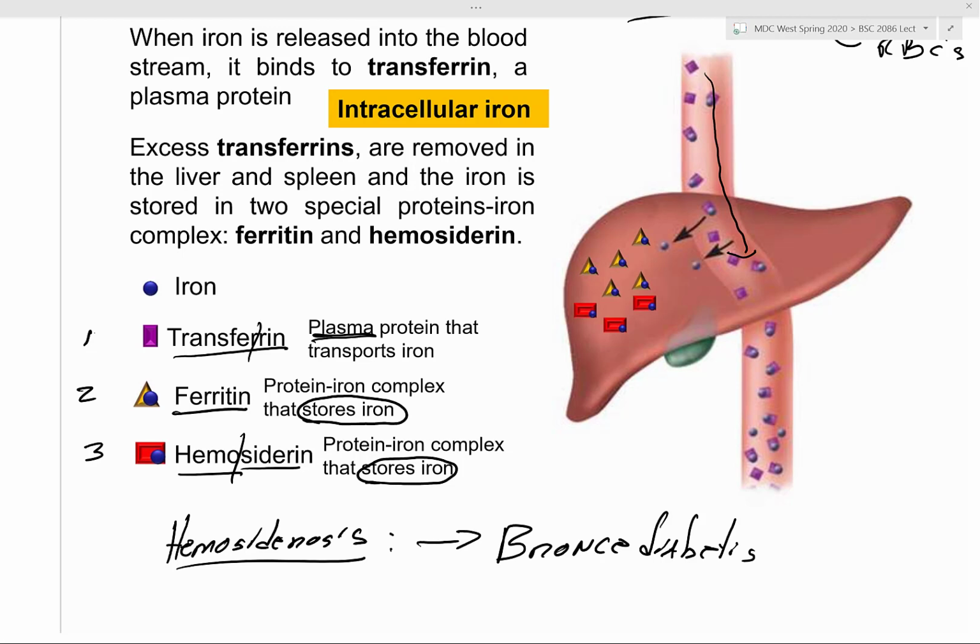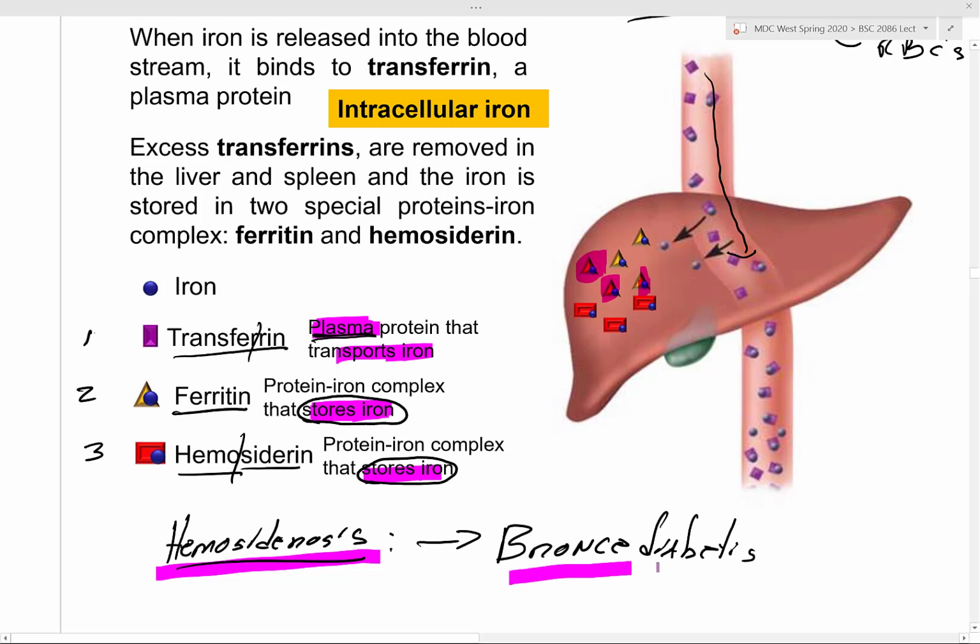So transferrin is a plasma protein that transports the iron. Ferritin is the protein that allows you to store it. And hemosiderin stores it. So how many of them can store it? 2. Ferritin and hemosiderin. How many of them can transfer it? 1. So if you see the word hemosiderosis, that means what? Hemo means blood. Siderosis is iron that is depositing in your tissues.